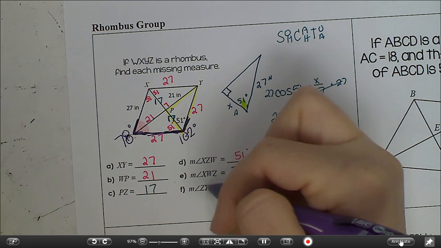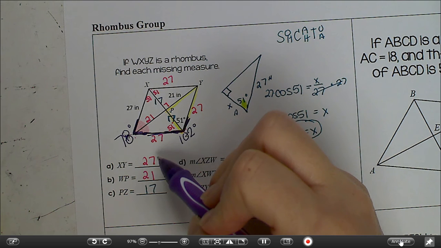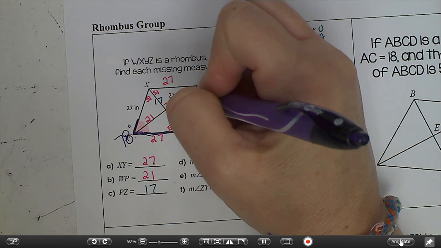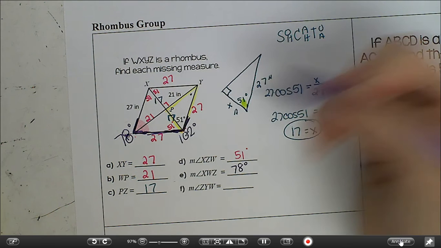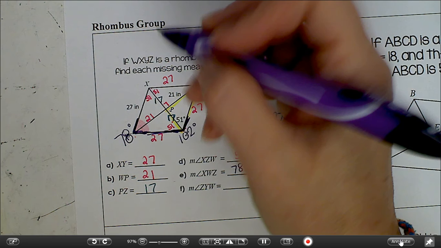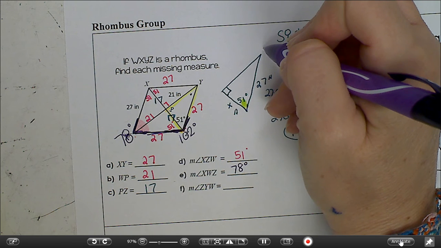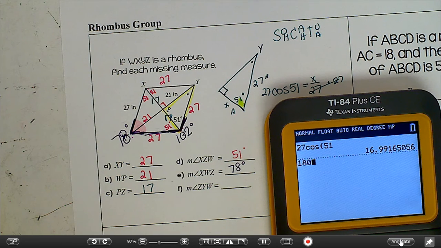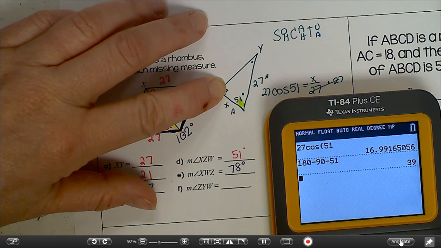And then we want to know ZYW. So ZYW, this one. Well, that one, we could figure out a couple different ways. It's right here. We could say 180 minus 90 minus 51 and get 39.